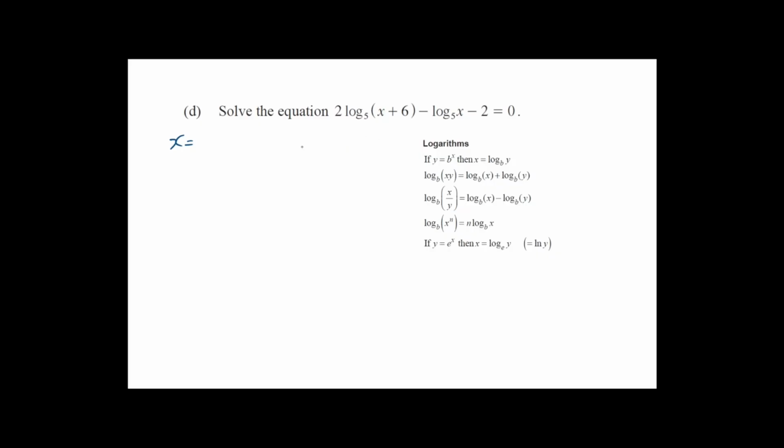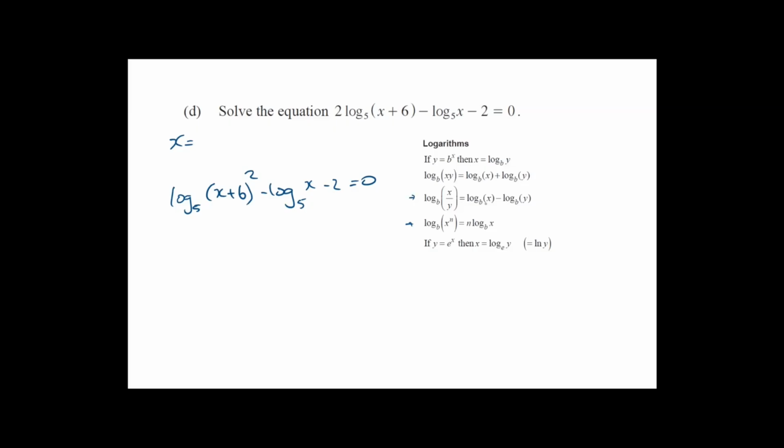Deal with the logs first. So first thing I'm going to do, I'm going to exploit, which rule is it? This rule here, bring this 2 at the top. So log base 5 of (x + 6) squared minus log base 5 of (x - 2) equals 0. Now what am I going to exploit? I'm going to exploit this one here.